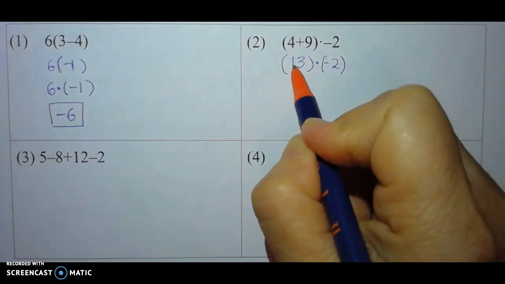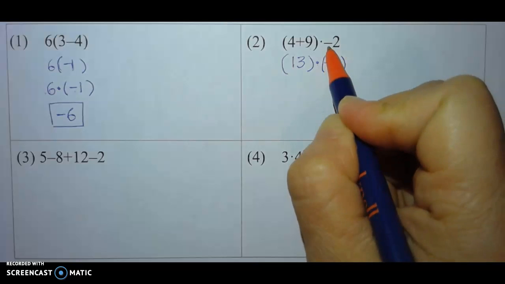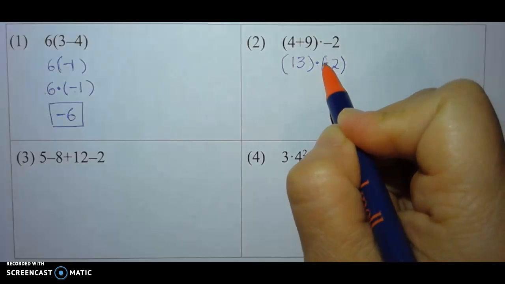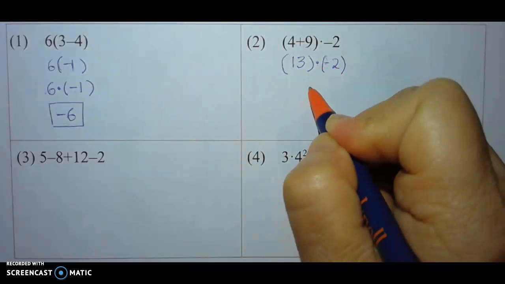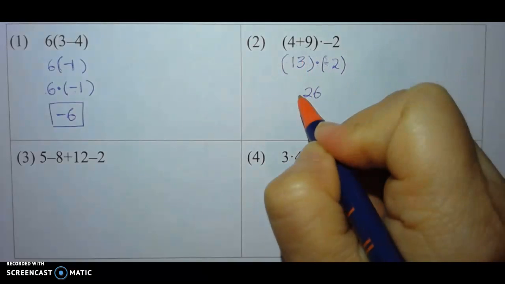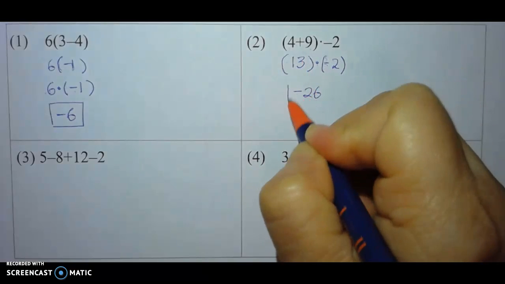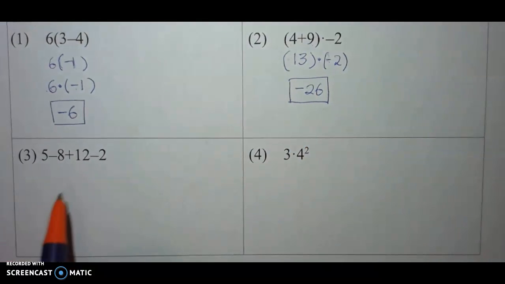So we're multiplying 13 and negative 2. And I'm putting a parenthesis there because I know that the negative symbol belongs to number 2. So 13 times 2 is 26. Positive number multiplied by negative number is going to be negative. So it's going to be negative 26. Okay, let's try the next one.